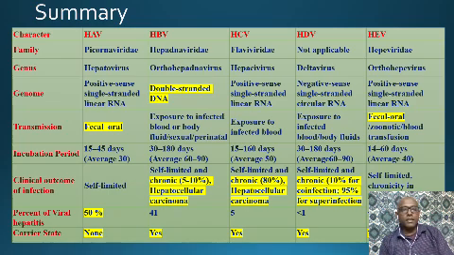The percent of viral hepatitis, if you compare all the five, 50% of infection is due to hepatitis A virus, and there is no carrier state in hepatitis A virus, whereas we can appreciate carrier state in hepatitis B, hepatitis C, and hepatitis D virus.